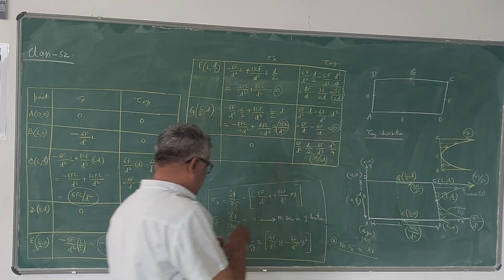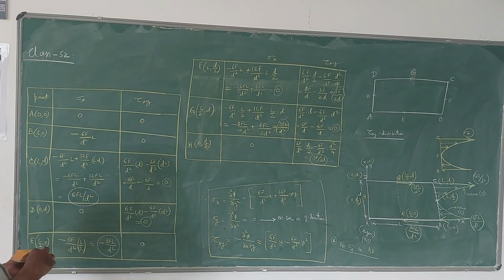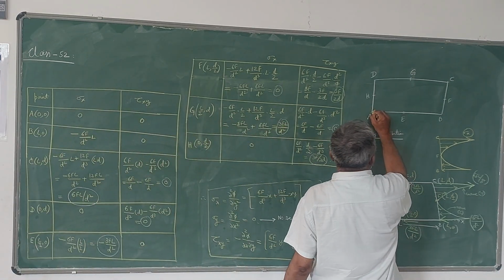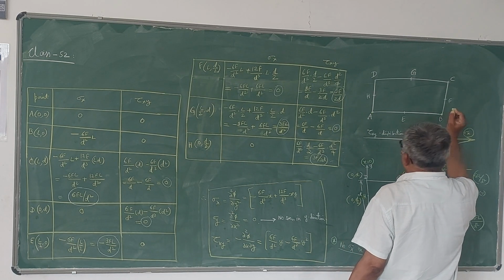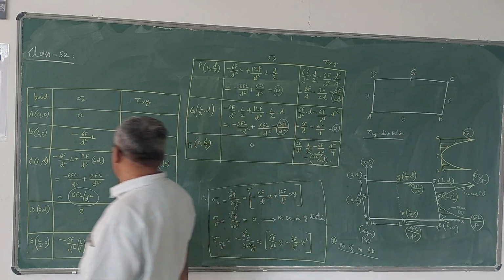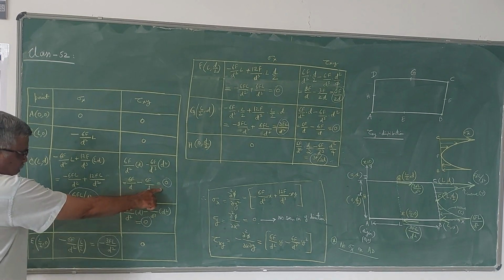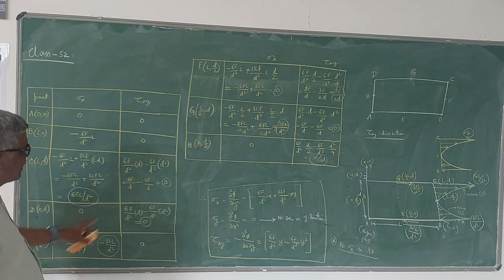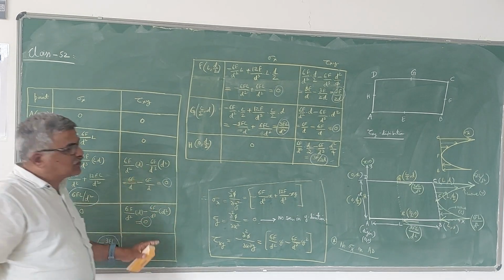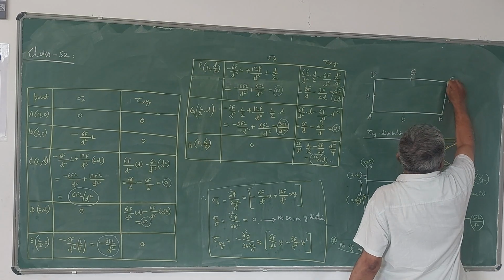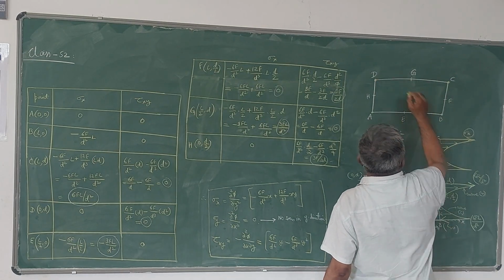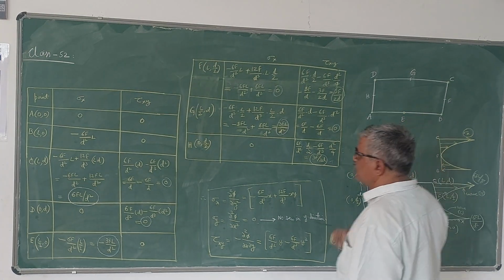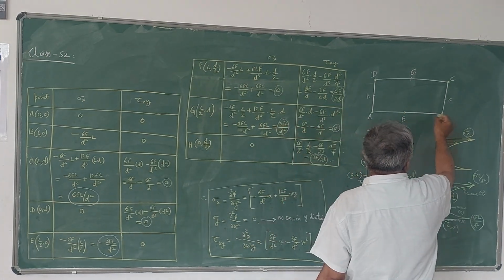Let us see what the values of shear stress are at those 8 points. At A and B it is 0. At C it is also 0, D also 0, E also 0. At F the value is 3F by 2D.